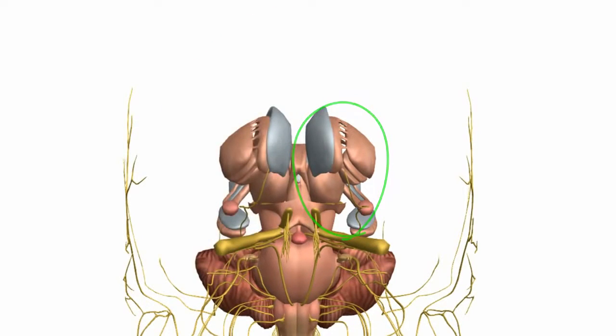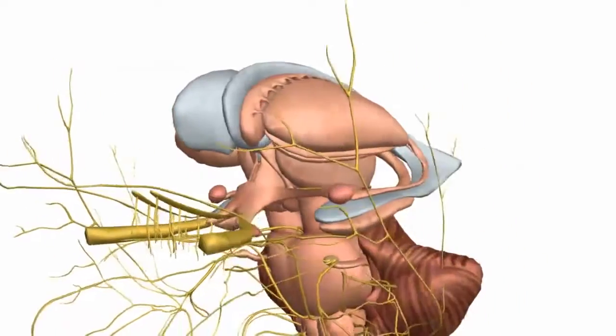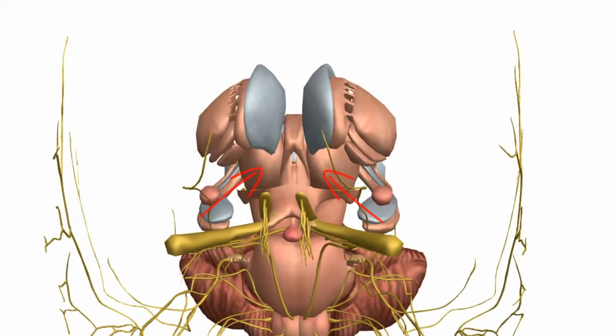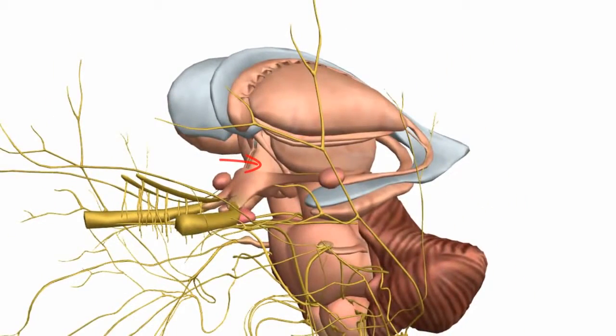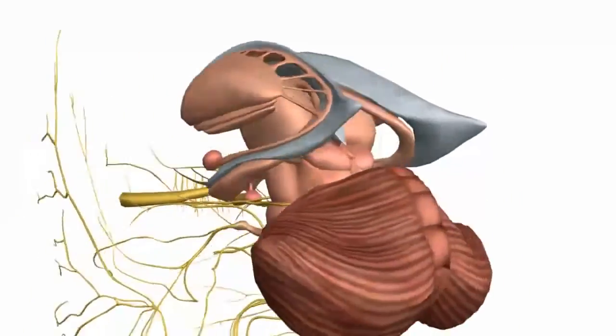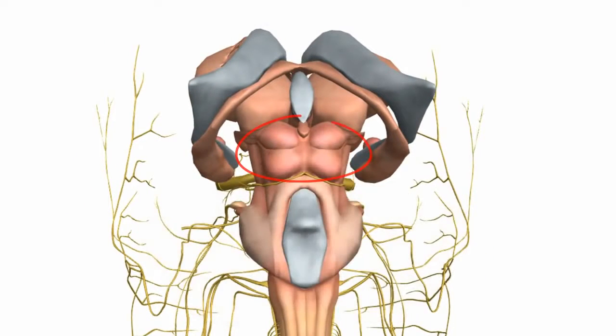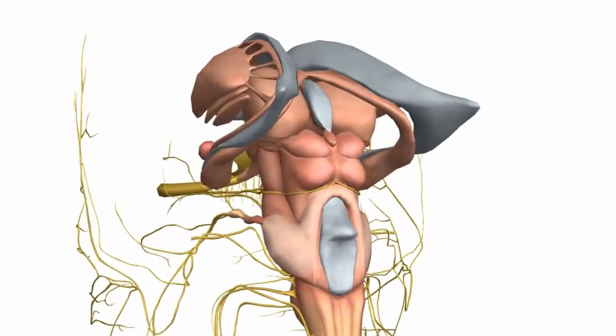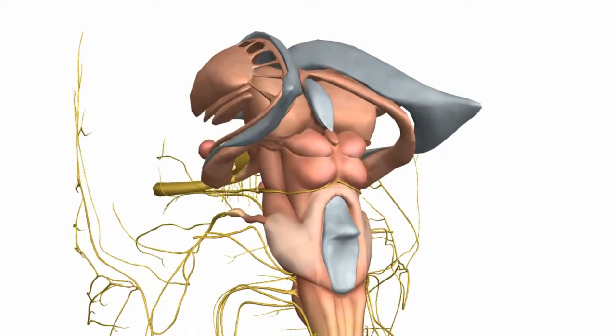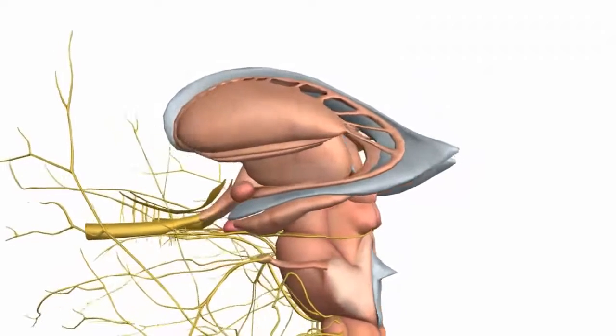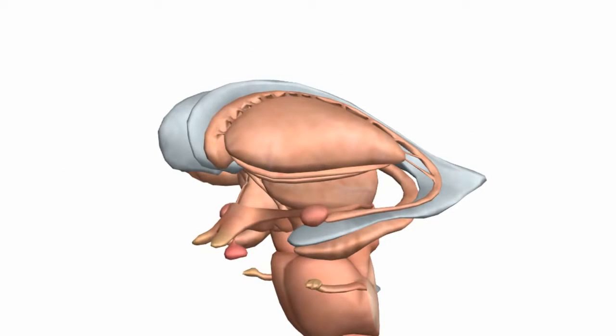I'll just show you some familiar structures. You can see the thalamus on either side, so the thalami. You can see the hypothalamus, and if I remove the cerebellum, you can see the midbrain with the colliculi sitting on the tectum. So what we've got contained inside the hemispheres are basal ganglia, the limbic system, and ventricles.